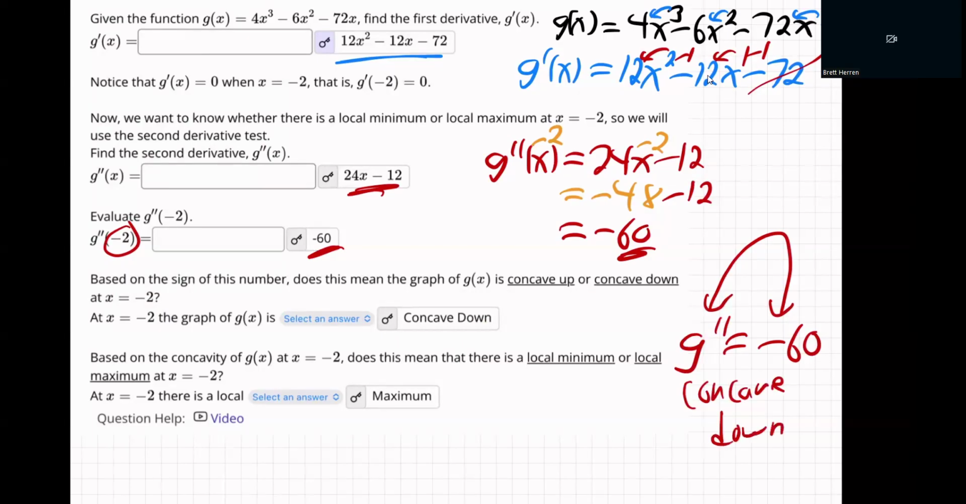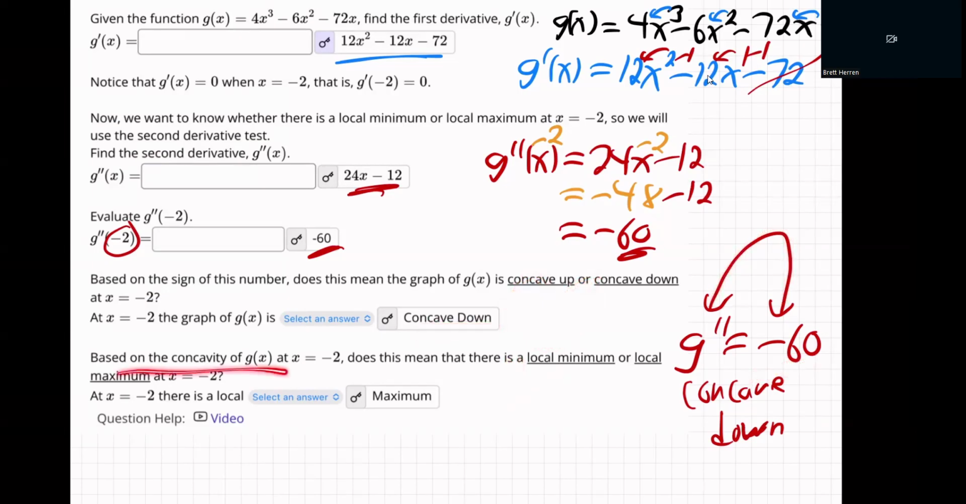So second derivative is a test of concavity, meaning like a bowl. It's like a bowl turned down. It's concave down, because it's negative. If it was positive, it'd be a bowl turned up. That's when the second derivative is positive.